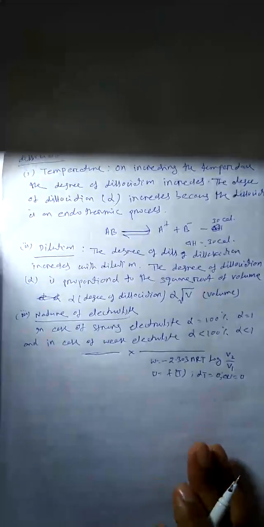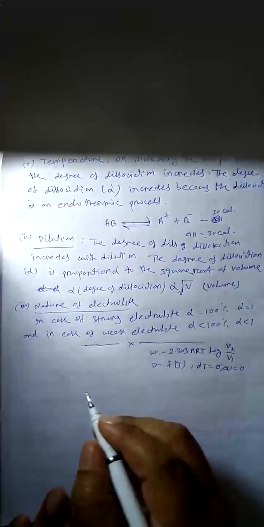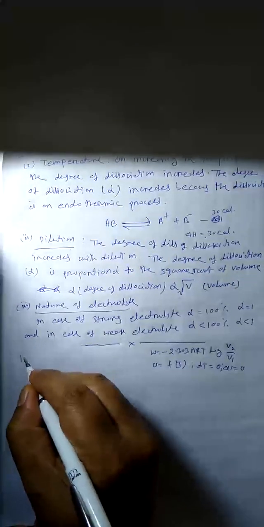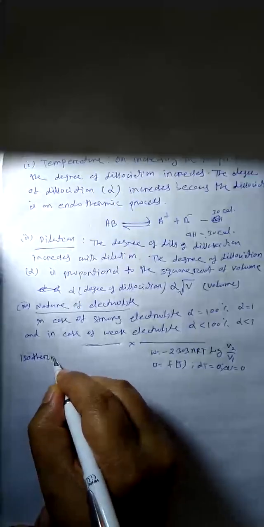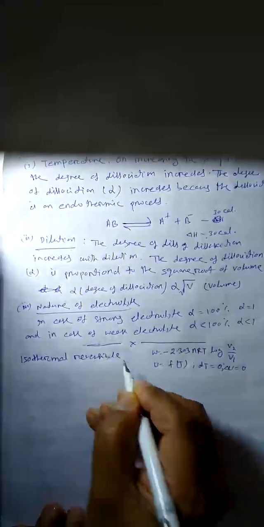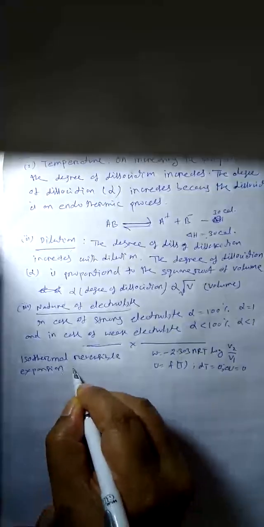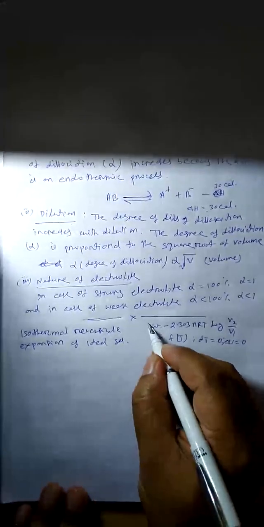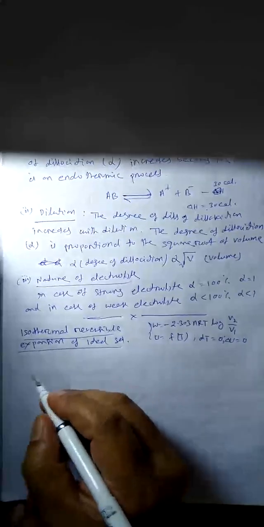Today we have to derive the heat and the enthalpy for the isothermal reversible expansion of an ideal gas. These two things, work and internal energy, we already derived. Today we have to derive what? Delta Q.